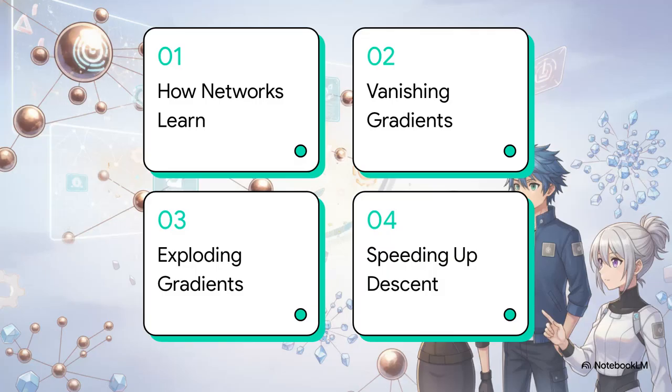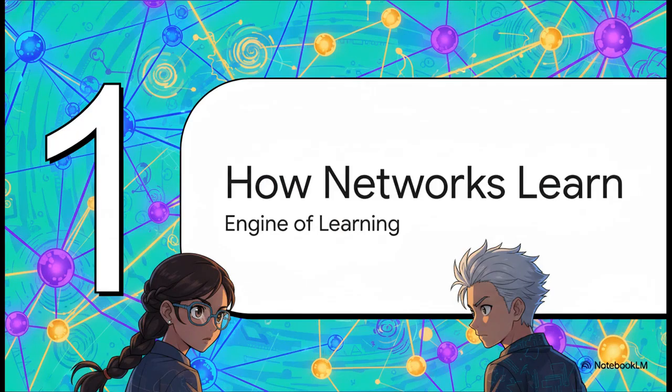So here is our quick checklist of the 4 tools we need to get a broken network up and running. First, how networks actually learn. Second, fixing vanishing gradients. Third, taming exploding gradients. And finally, speeding up gradient descent. All right, let's dive right into section 1, how neural networks learn, the engine of learning.